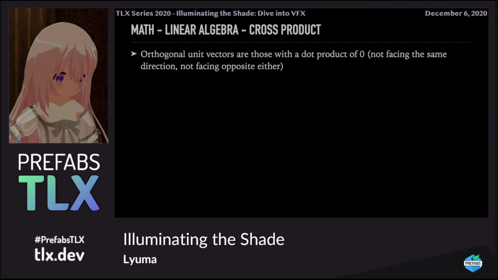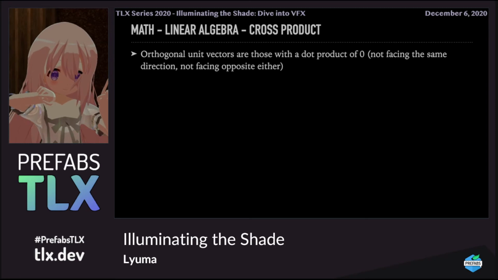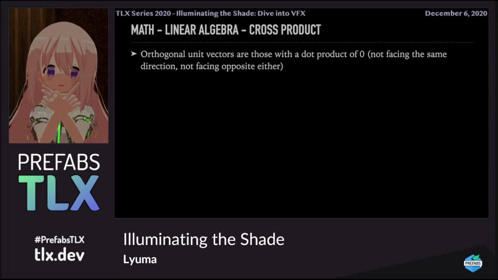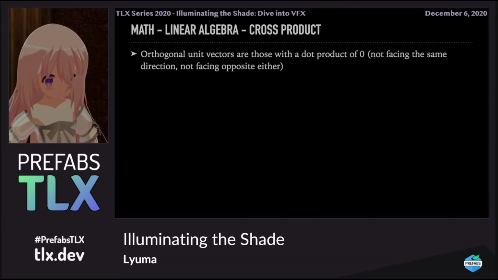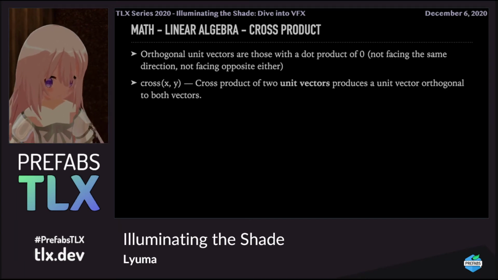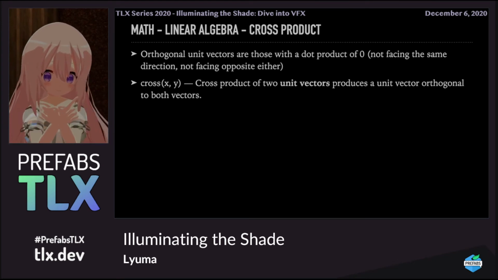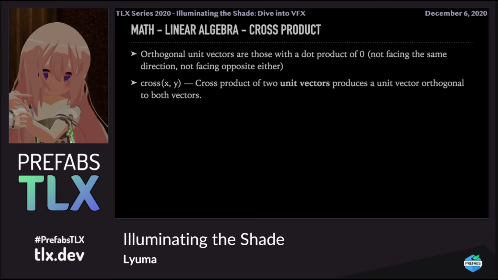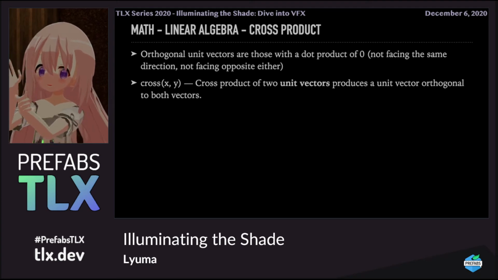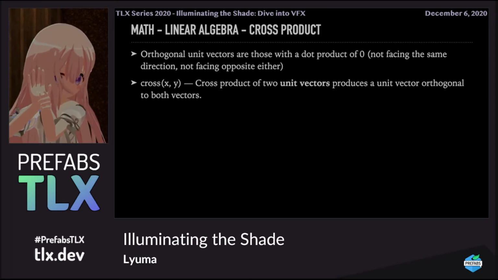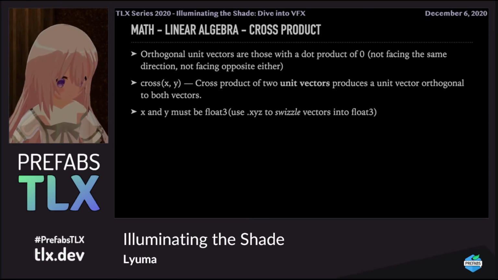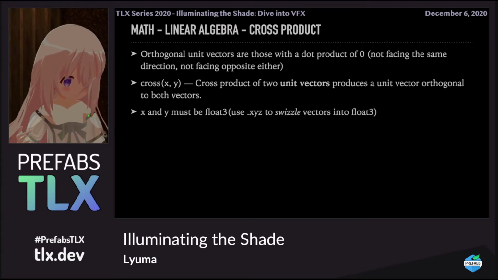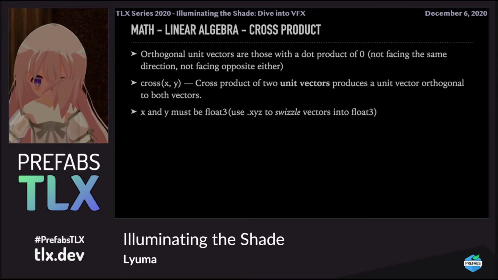Cross product. Well, let's start by defining, again, orthogonal unit vectors are those with a dot product of 0. So they're exactly 90 degrees apart on some axis, not facing the same direction and not facing the opposite direction. So the cross product of two unit vectors produces a third unit vector orthogonal to the two vectors you put in. And a cross product only works for float3s, 3D vectors, so you can use .xyz to do it.